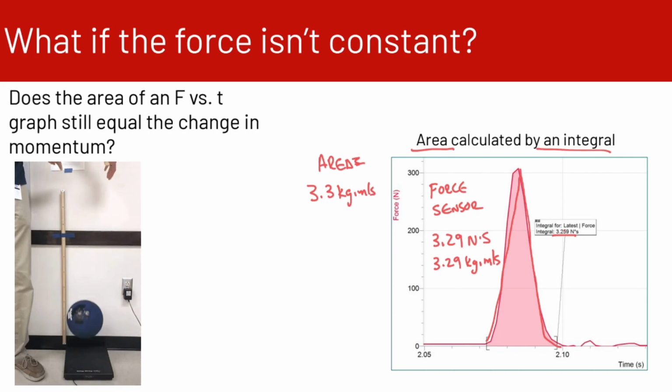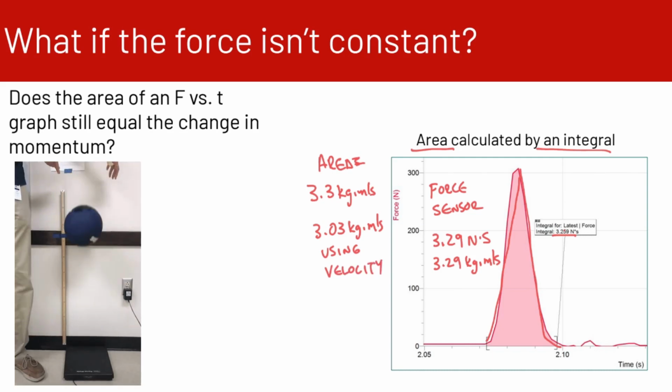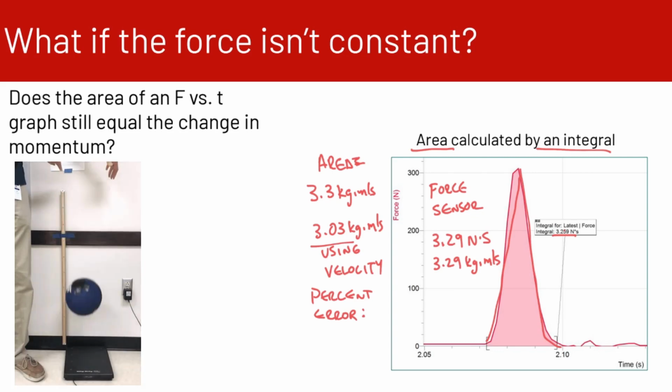And the amount that we calculated using the velocity numbers was 3.03 kilogram meters per second. So our percent error between the calculations we did using the velocity and the calculations using the area formula and the integral is about 8%. Not too bad.